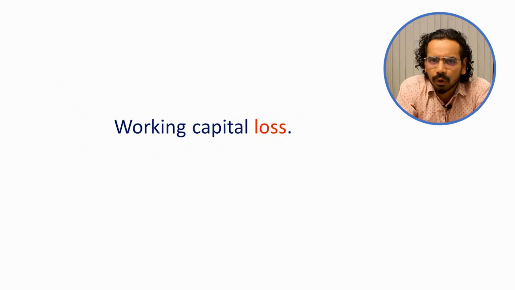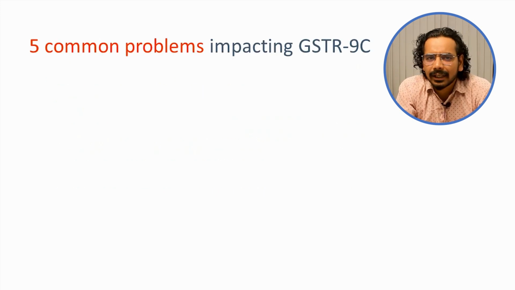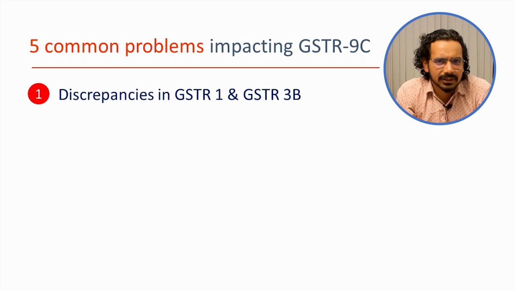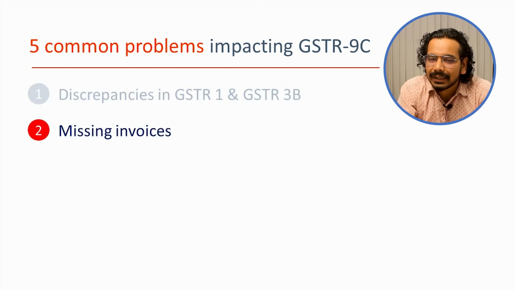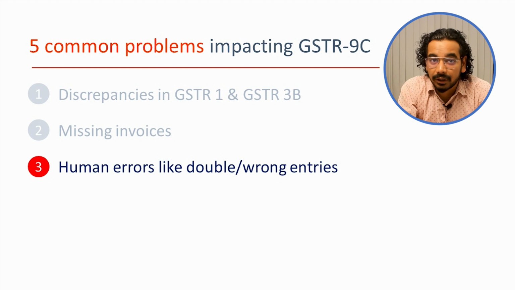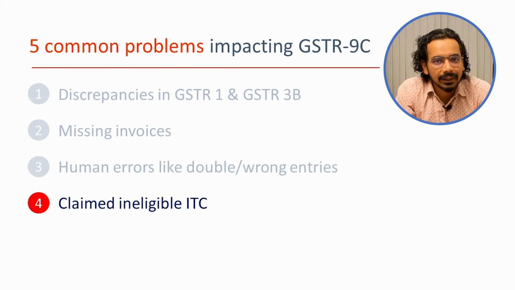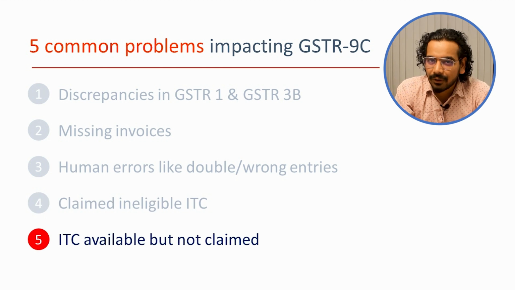Now let us quickly go through 5 common problems that can impact your GSTR-9C filing. Number 1. Discrepancies in GSTR-1, GSTR-3B which reflect as they are in your annual return. Number 2. Missing invoices. Number 3. Human errors like double or wrong entries of bills. Number 4. Claimed ineligible ITC. And number 5. ITC available but not claimed. So how do you ensure that your company doesn't face these problems?